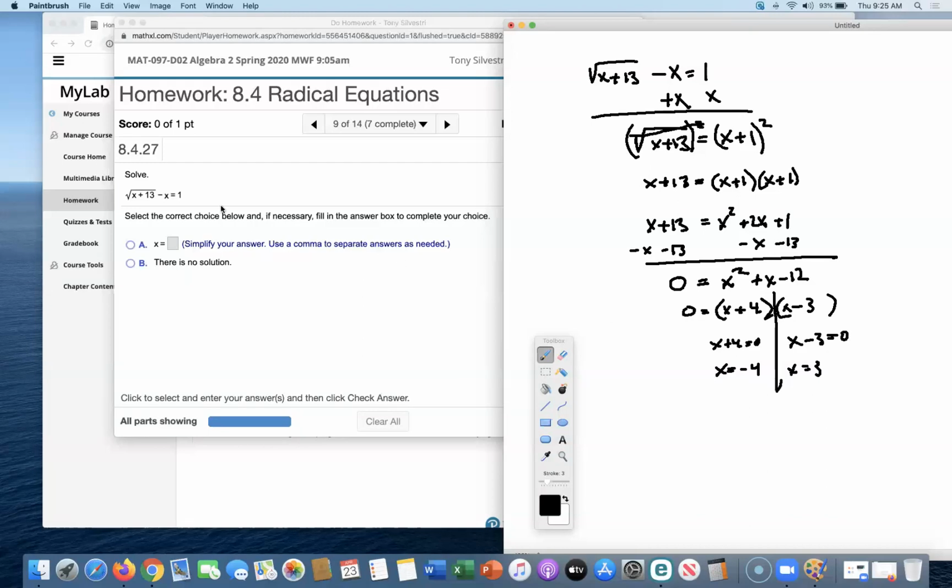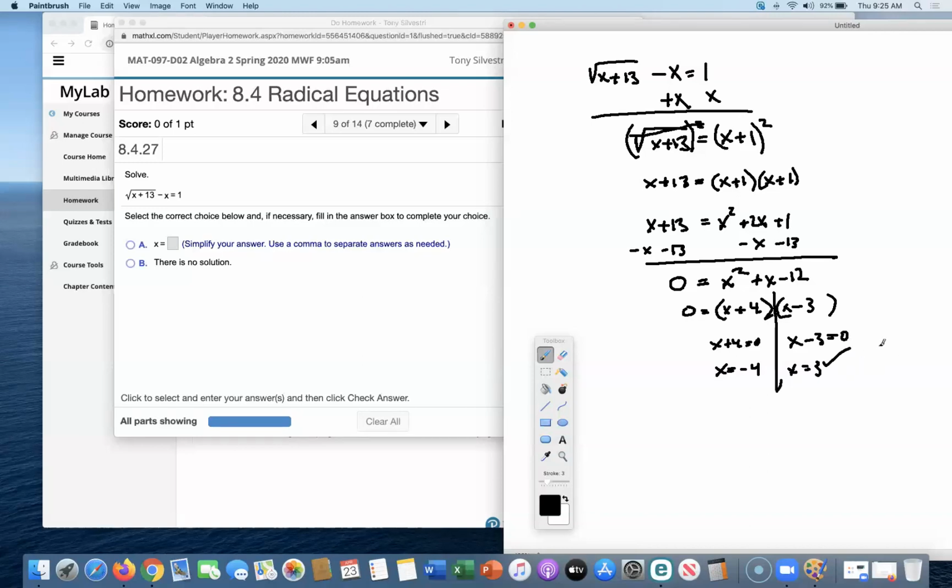But I'm going to try the 3 first because I can tell by looking at this that 3 will work. 3 plus 13 is 16. They like that 16. The square root of 16 is 4. 4 minus 3 is 1. So for sure, 3 checks out.